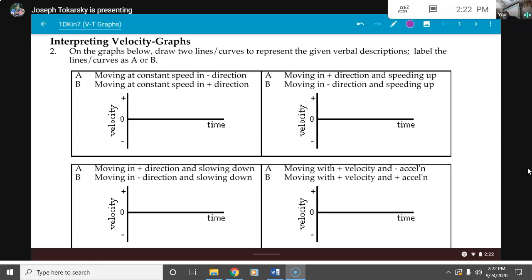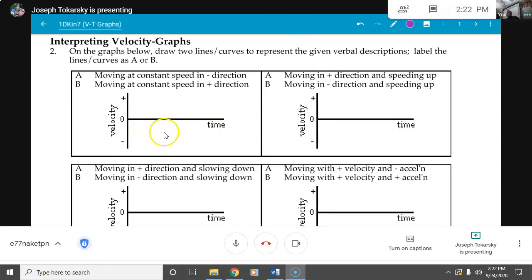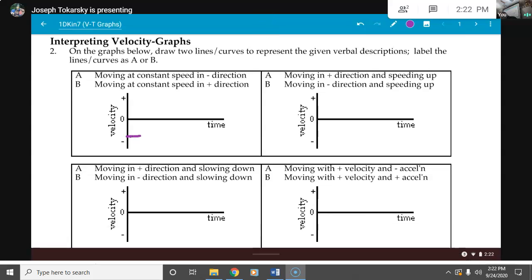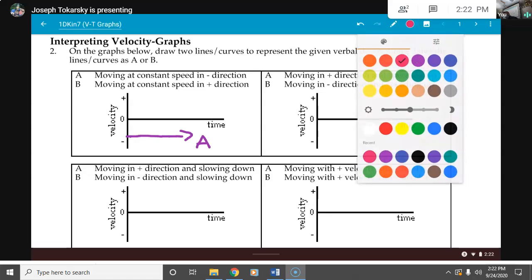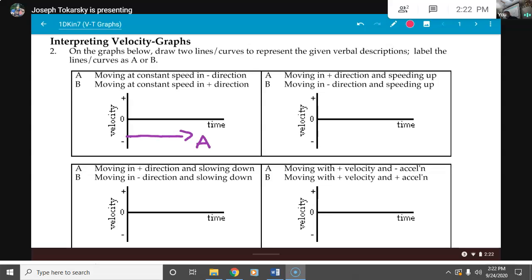Flat. And it would have to be, since negative direction, all negative velocities are down in this quadrant, right? So anything down here in this quadrant that was flat would satisfy moving constant negative direction. Make sense? And then the other one would be, it's also constant, so it would also have to be flat. It would just have to be up here in the positive V's. That quadrant's all positive, right? Anything like that will do.